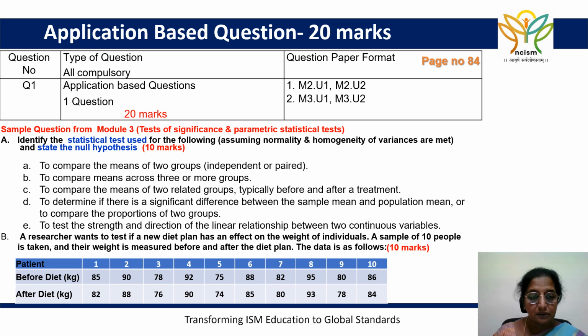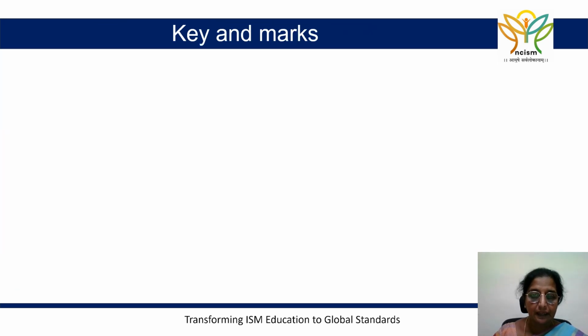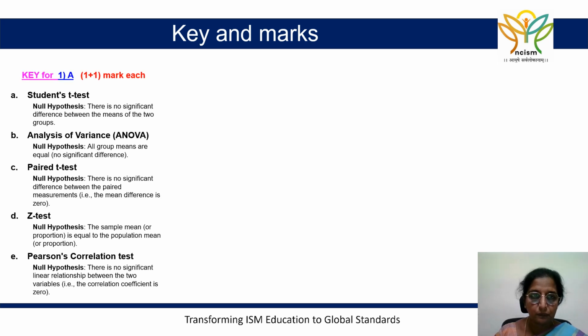So here you can see patient number 1, 2, 3 up to 10, and the weight before diet in kg is shown in the second row, weight after diet in kg is shown in the third row. Coming to the key, how the marks have been assigned for each question has been shown.